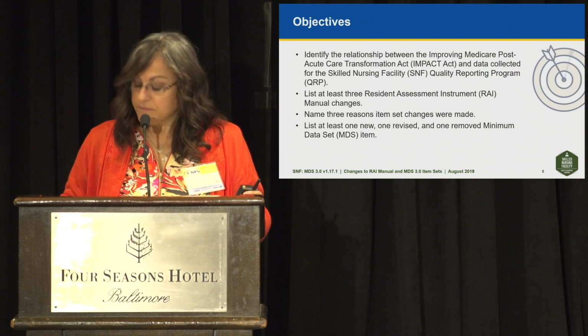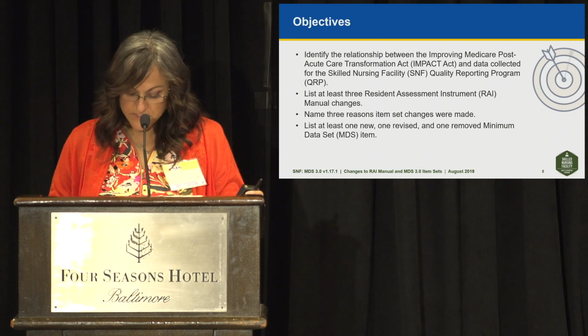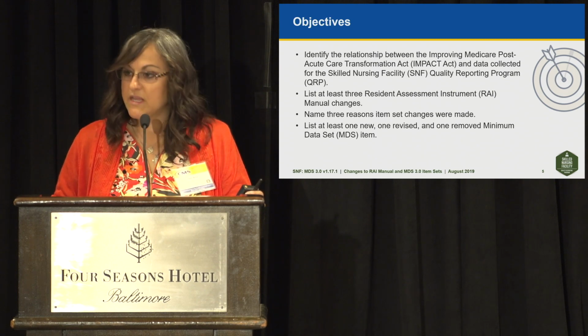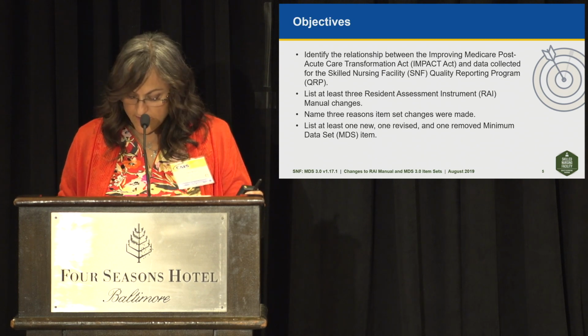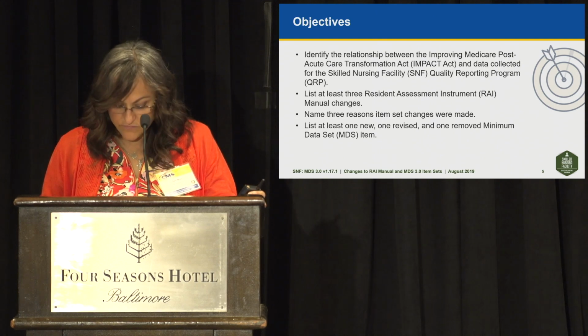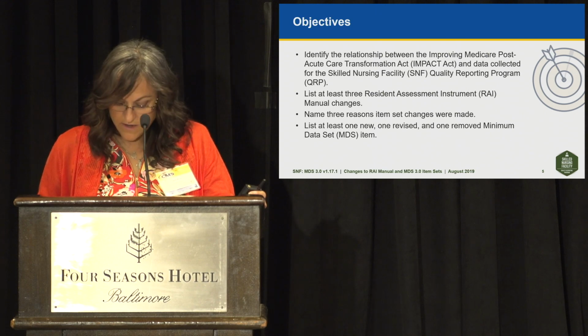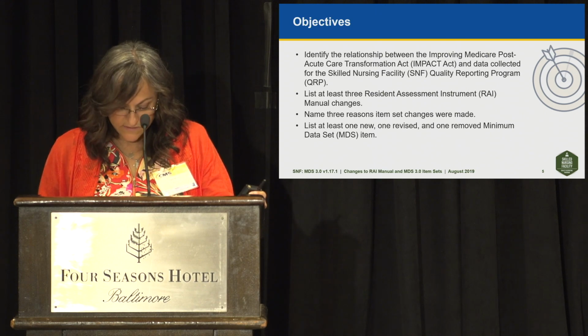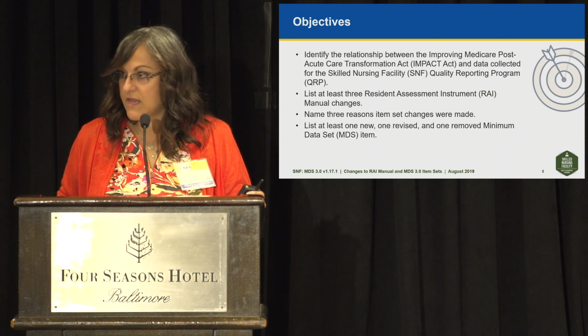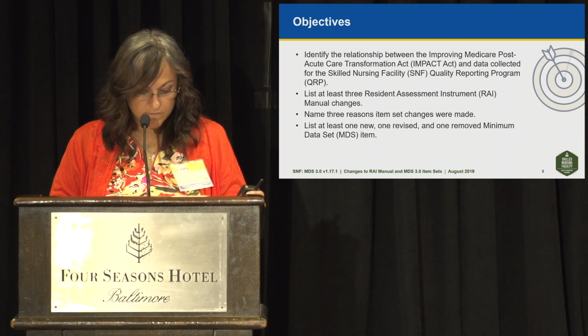So these are the objectives of the session today. After participating in this session, you should be able to identify the relationship between the Impact Act of 2014 and data collected for the SNF QRP. You should be able to list at least 3 RAI manual changes, name 3 reasons the item set changes were made, and list at least 1 new, 1 revised, and 1 removed MDS item. Next slide.